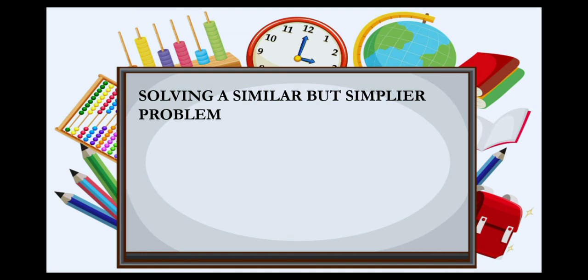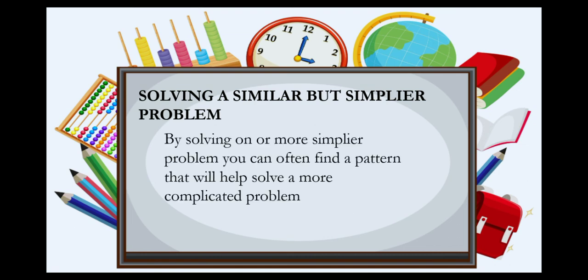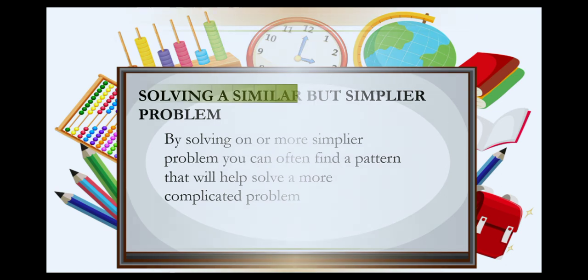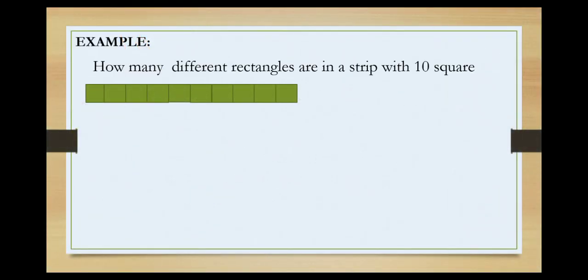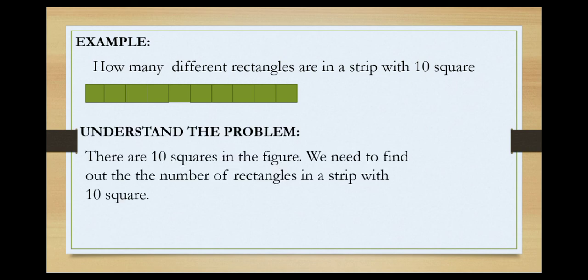The second strategy is solving a similar but simpler problem. By solving one or more simpler problems, you can often find a pattern that will help solve a more complicated problem. How many different rectangles are in a strip with 10 squares? To understand the problem, there are 10 squares in the figure. We need to find the number of rectangles in a strip with 10 squares.